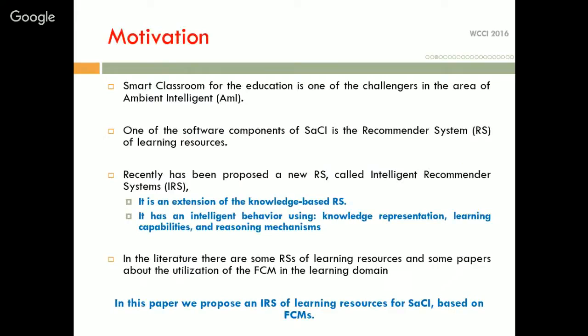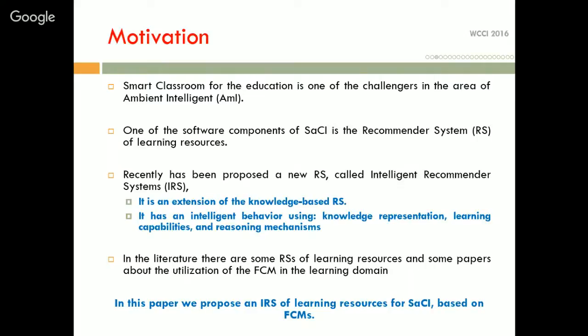The main motivation here is that in one smart classroom, we need to have different components. One of the main components in one smart classroom is the recommender system of learning resources. But this recommender system needs to be autonomous. That means they need to have one autonomic behavior.